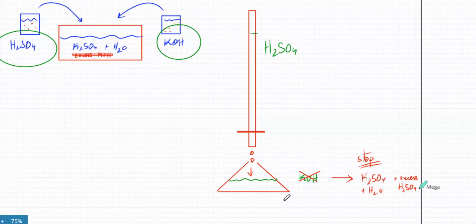So first the flask contained KOH. Slowly, one by one, as the H2SO4 fell into it, the KOH turned into salt and water. And once all the KOH was gone, you should have stopped the H2SO4 falling into it. But if you didn't, there's going to be excess H2SO4 added to the flask. So the point at which you should stop is before you start adding the extra H2SO4. This is the point where the KOH is finished, and at that point you should stop.